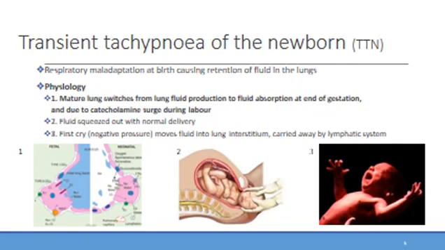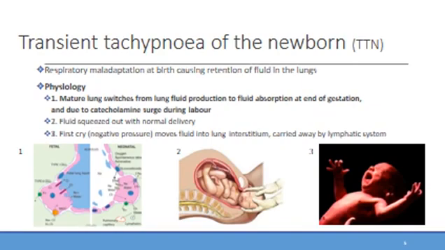The mature lung switches from lung fluid production to fluid absorption at the end of gestation, and due to the catecholamine surge in labor, the lungs are already prepared to be born and to start breathing air. So this is the single most important factor in TTN. Secondly, fluid is also squeezed out of the upper airways in a normal delivery, and it can be as much as 20 to 30 mL of amniotic fluid that is removed in that manner.